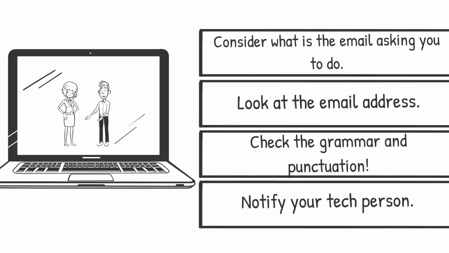Tip number 4. Always let your technology person know. Especially if you forwarded the email to another user or downloaded anything. If you received the email, chances are so did other people at your school. Your tech person will have a plan to deal with emails like this and stop attackers from gaining access to your data.